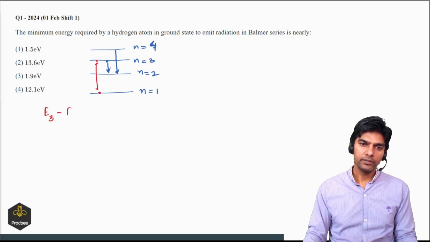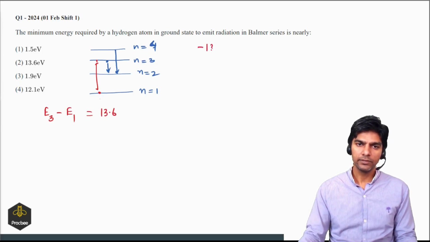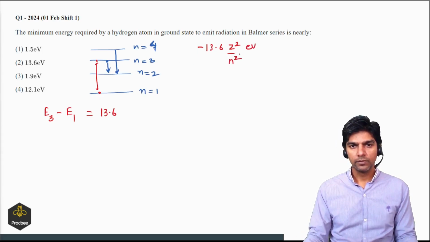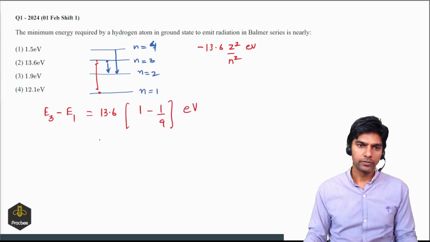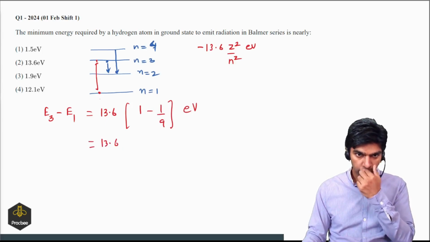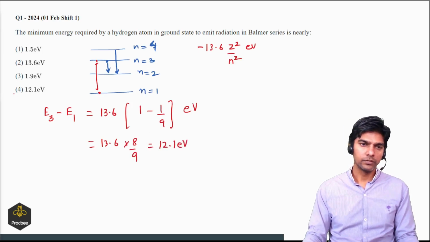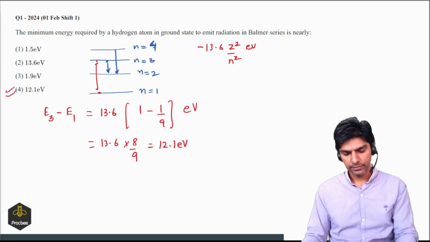So E3 minus E1. I'm using this formula, minus 13.6 Z square by n square electron volt, which is the energy of a particular state. So 13.6 times (1 minus 1 by 9) electron volt. This comes out to be 13.6 times 8 by 9, which is 12.1 electron volt. So option 4 is the right answer.